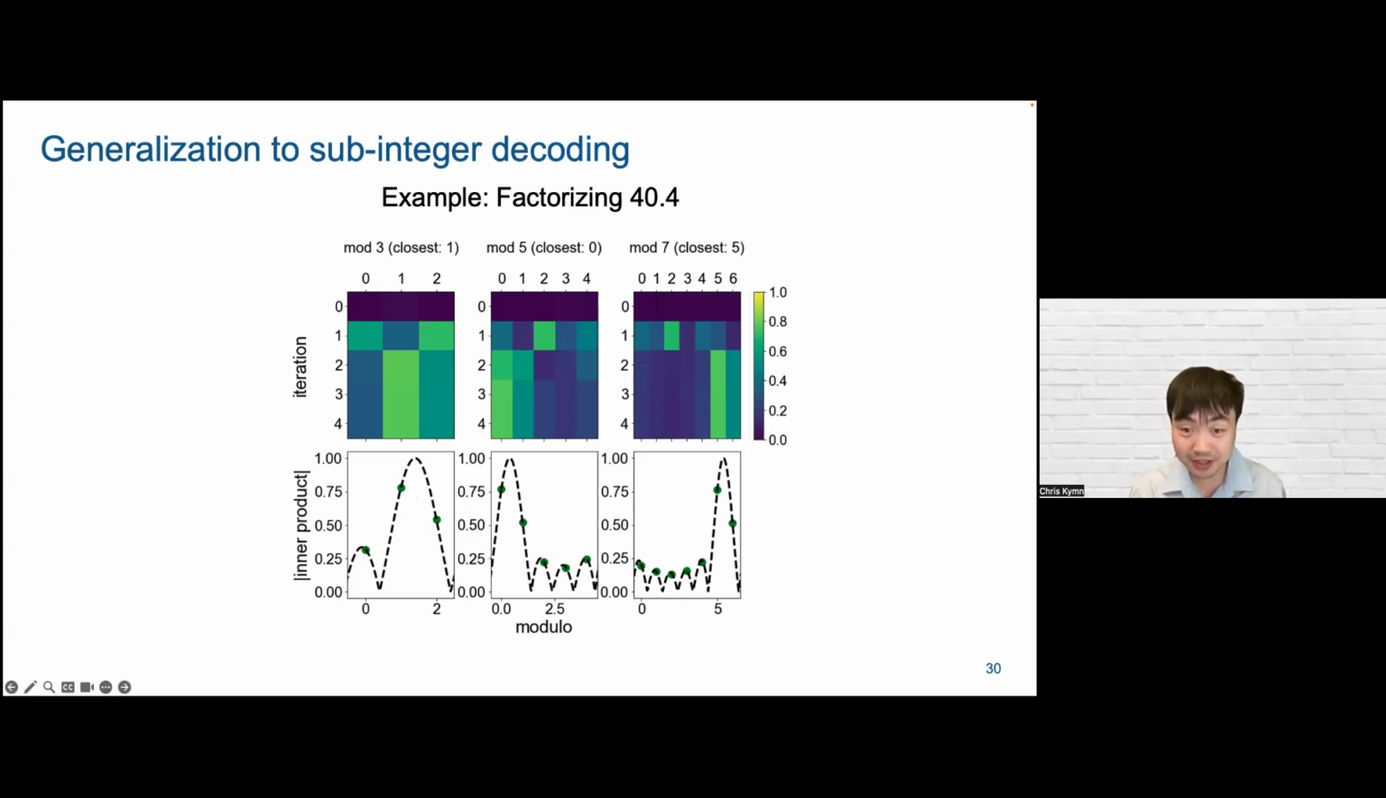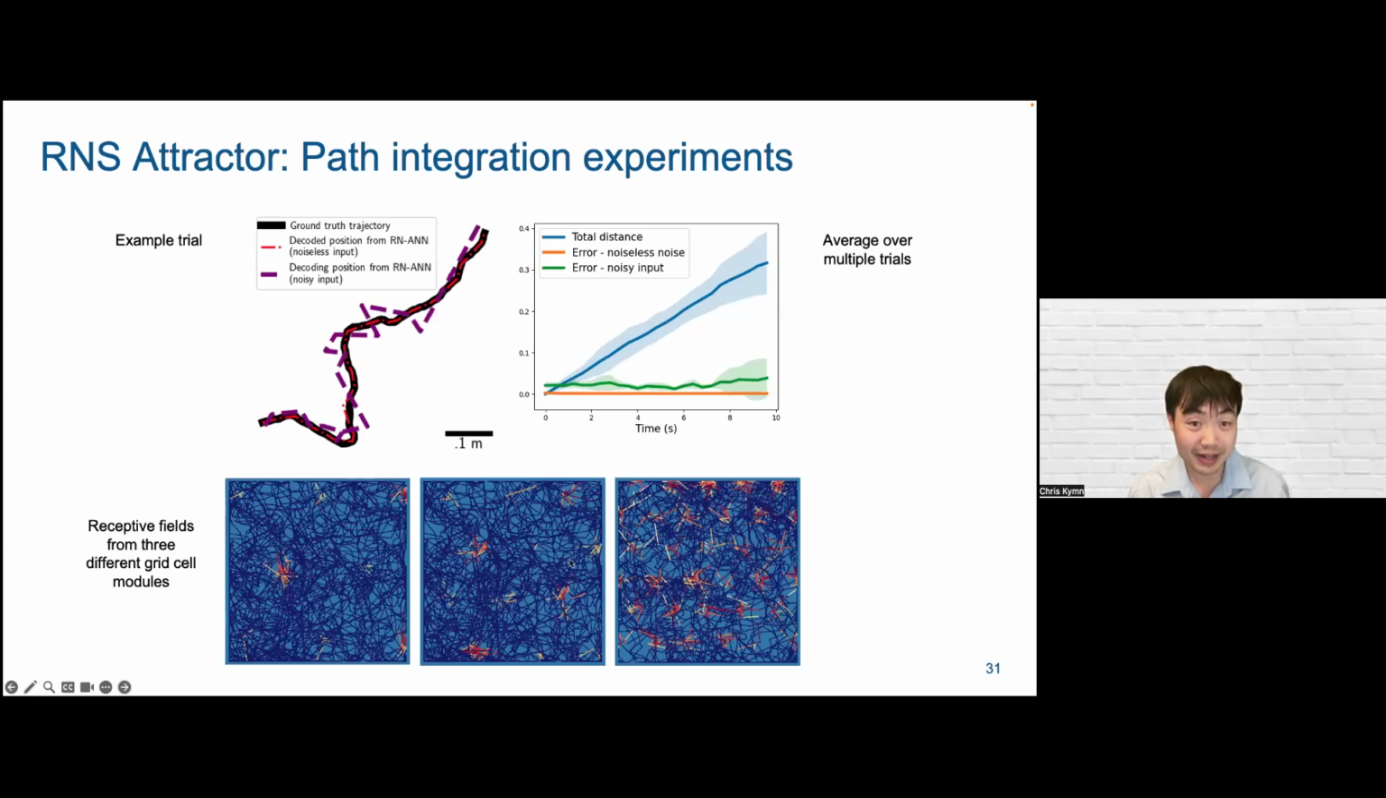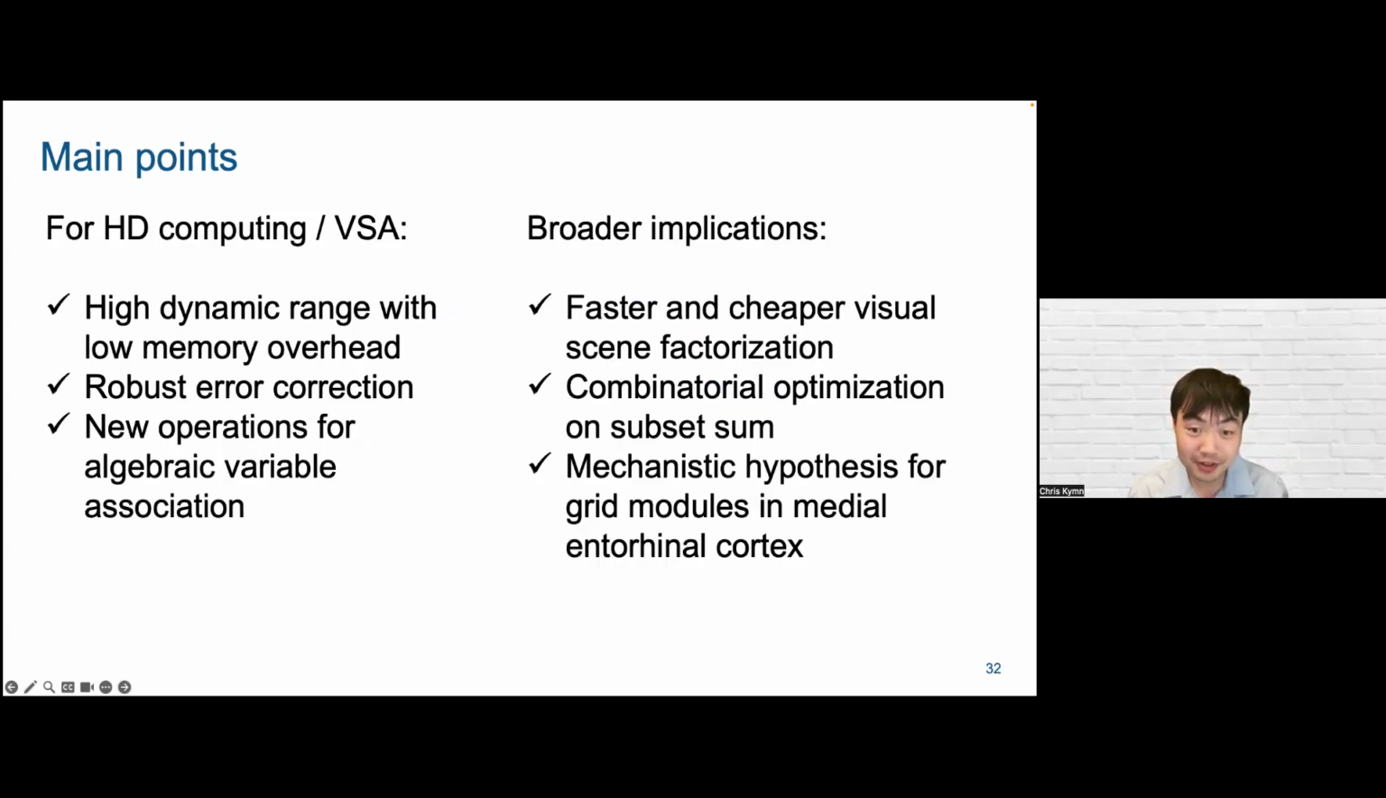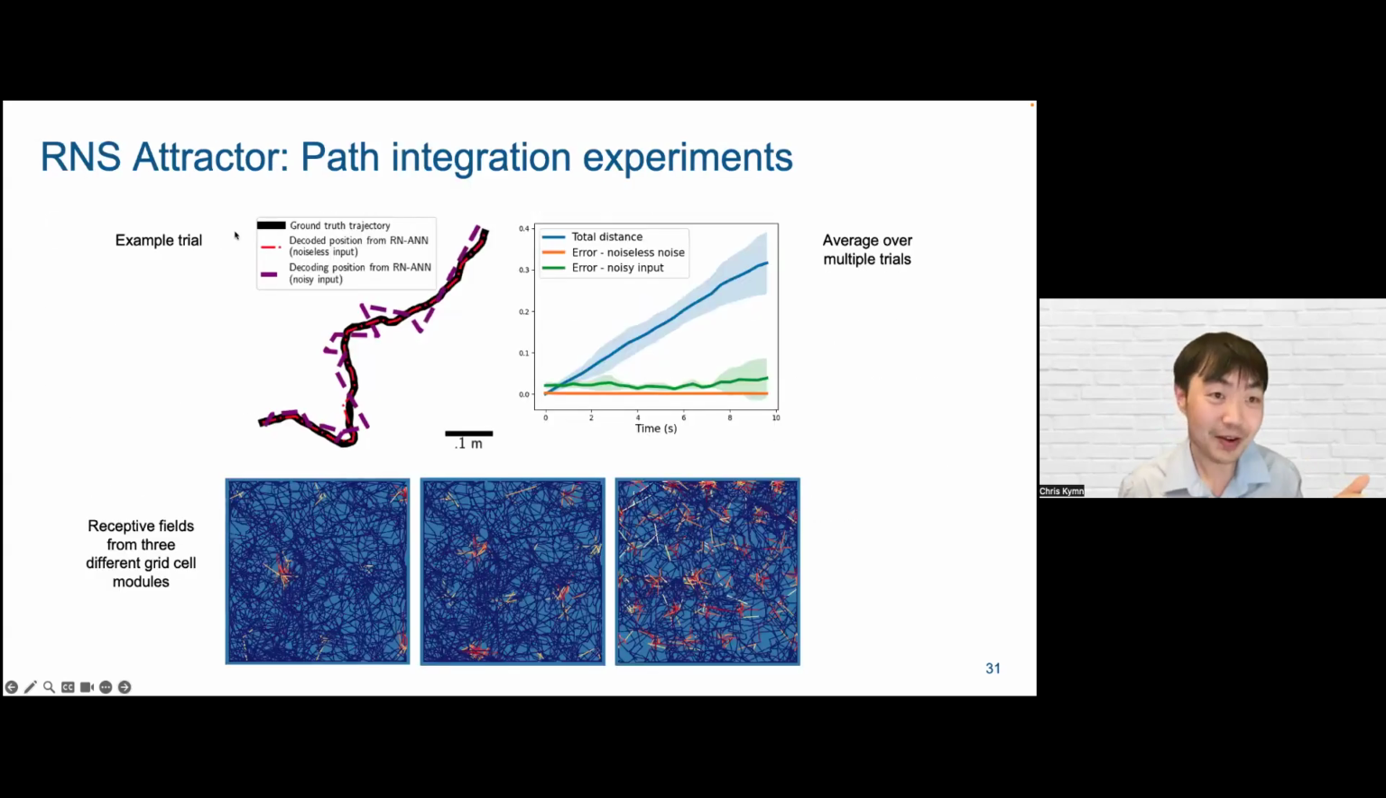And so the upshot of this is that you can now do path integration over a continuous period of space. Where if you have some ground truth trajectory, and you want to use this network to update positions over space, then for a noiseless input, you're able to integrate or keep track of your position perfectly. For a noisy input, you're still able to integrate. The error is going to be a little bit off, and we quantify how this error varies for the noiseless case versus the noisy case over multiple trials.